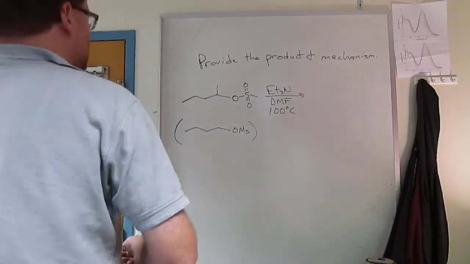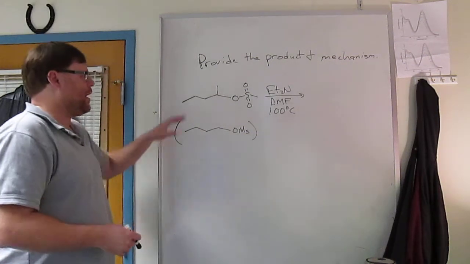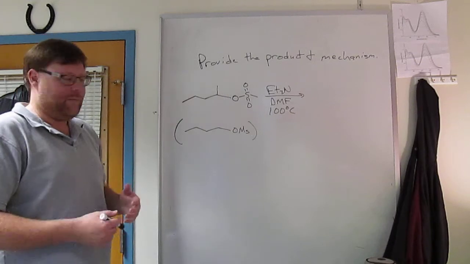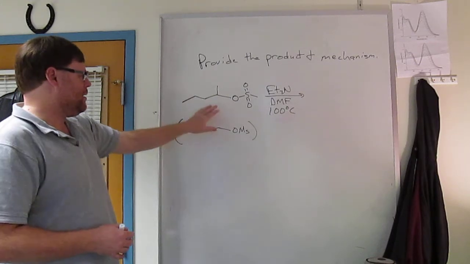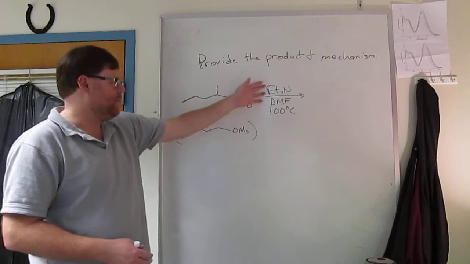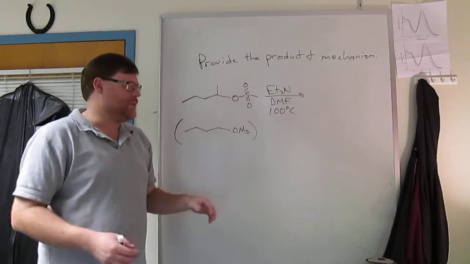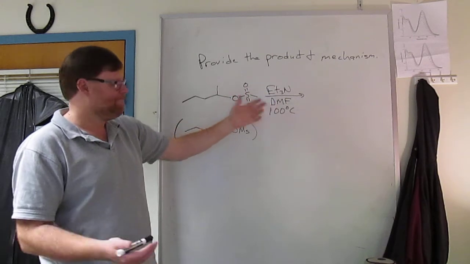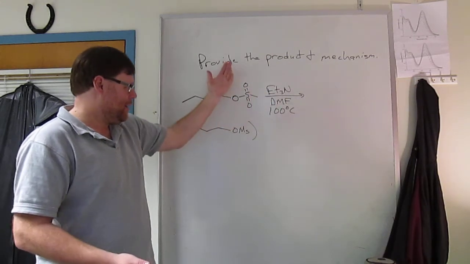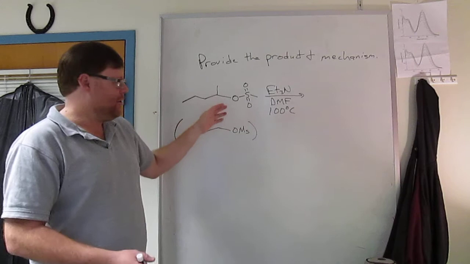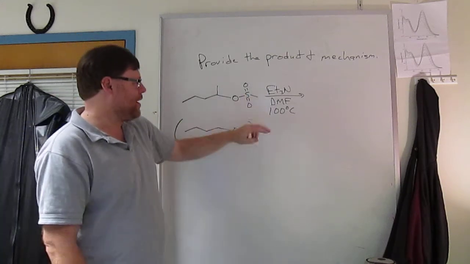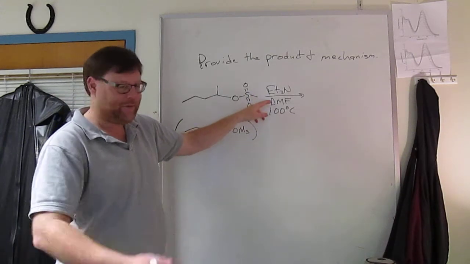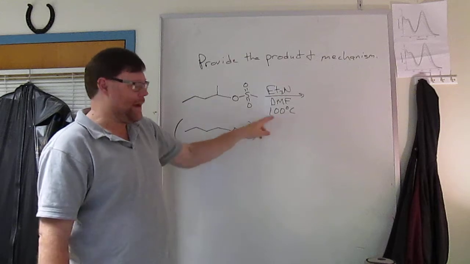All right, so in this problem, in this video homework, I ask you to provide the product and give the mechanism. So there's a reaction here, organic compounds, some reagents, some solvents, some temperatures. Again, anything over the reaction arrow is simply basically added in. You can read this as this compound plus triethylamine in DMF, or plus DMF. DMF is a solvent at 100 degrees.